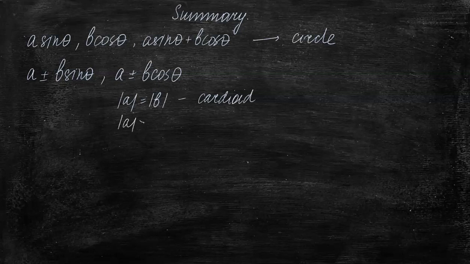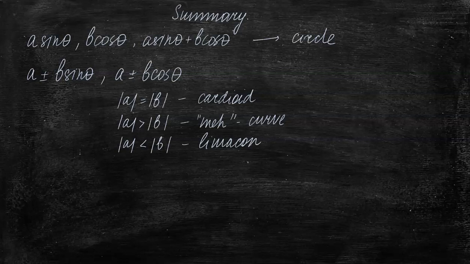If a is greater than b, then you're going to end up with a shape that there's nothing special. So I call it meh curve. It's like, what curve did you get? It's a meh curve. It's like, doesn't look like anything special going on there. And if a is less than b, we're going to end up with the curve that it's called limaçon or limacon. Not sure. C. Limaçon.